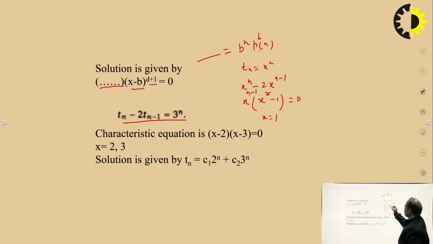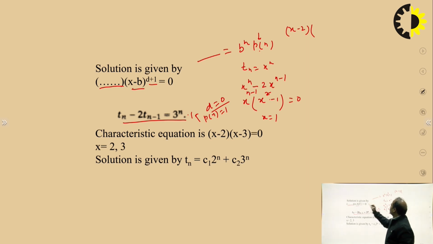So what will be the solution? The right-hand side, 3^n, has P(n) treated as 1. Its degree is 0, it is a constant polynomial. So the solution of the left-hand side is (x minus 2), and the solution of the right-hand side is (x minus b) to the power 0 plus 1 equal to 0. So this implies x is 2 and 3.